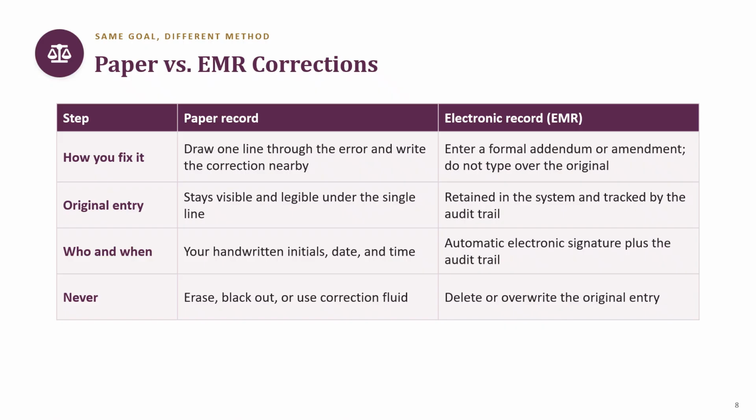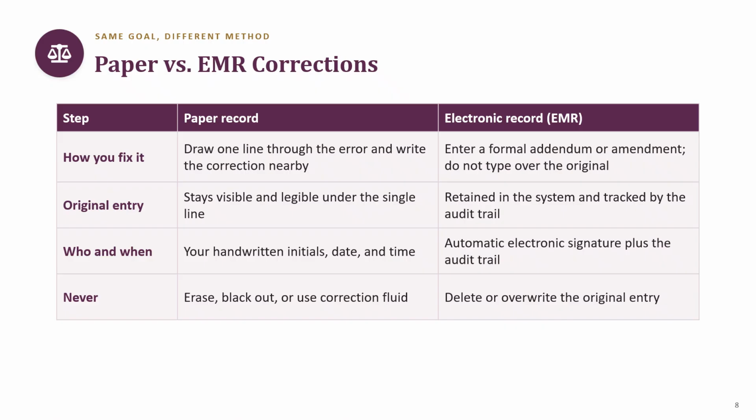Who and when? On paper, you supply your handwritten initials, date, and time. In the EMR, the electronic signature and audit trail do that automatically. And the never row. On paper, never erase, black out, or use correction fluid. In the EMR, never delete or overwrite the original.